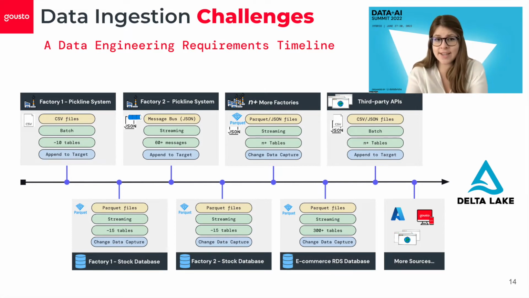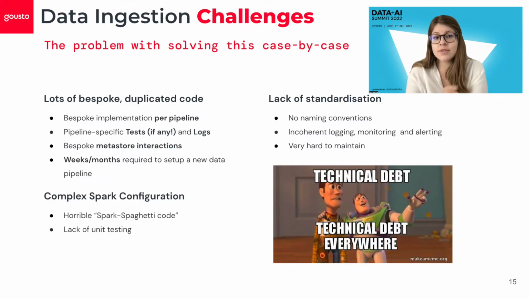Now, add several third-party APIs and other internal systems on top of all of this, and it's pretty obvious that solving this case by case is not going to scale, and it's going to be unmanageable in the long term. The resulting data platform will probably feature numerous data pipelines with bespoke Spark code, which will often remain untested. There will be a lack of coherence among the different ingestion processes. Enforcing naming conventions and standardized logging, monitoring, alerting will be almost impossible. But mostly, building new data pipelines from scratch and productionizing them will probably take weeks to months.